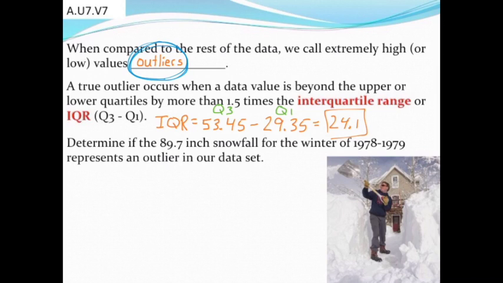And to figure out whether data represents an outlier, we're going to see if it's more than 1.5 times higher or lower than our upper or lower quartiles, our Q1s and Q3s. And so that's kind of what we're going to do in this video.